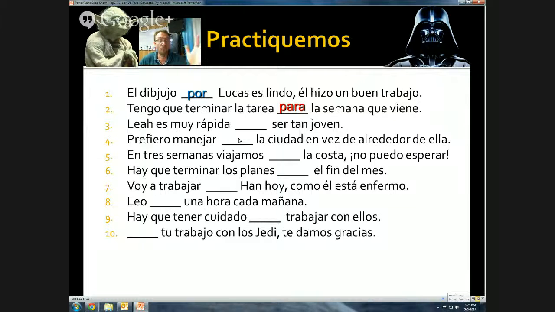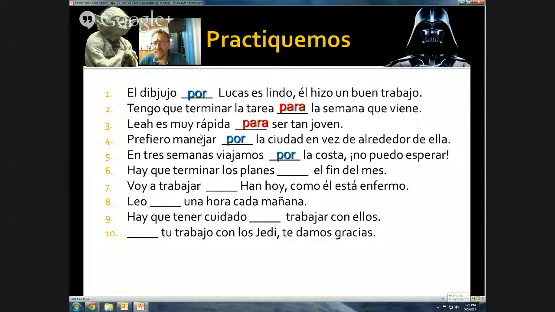Lea es muy rápida. Let me por o para. Para ser tan joven. It's a contrast. I wasn't expecting that. Prefiero manejar por la ciudad muy bien en vez de alrededor de ella. En 3 semanas viajamos por la costa. No puedo esperar.